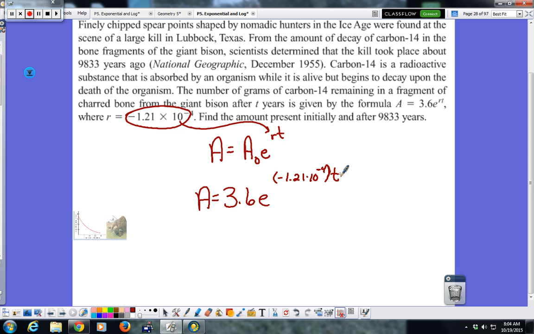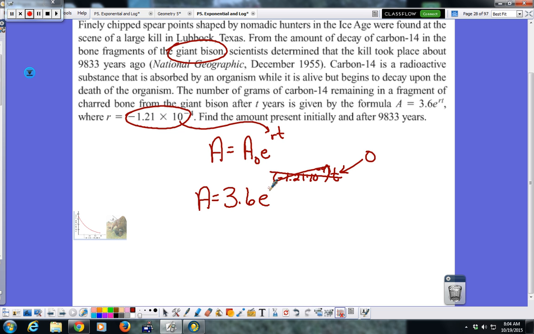We want to know how much carbon-14 there was initially in this giant bison at its death. To find out how much it started with, that's where your time is equal to 0, your starting time. So all you have to do to find out how much began in this organism is plug in 0 for t. You'll see that this whole exponent simply goes away, and you've got e to the 0 power.